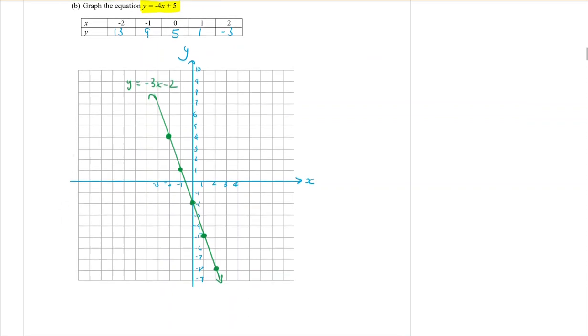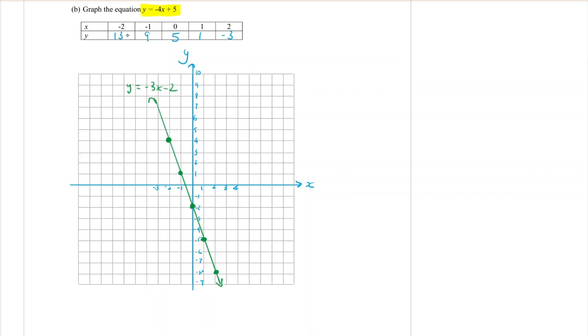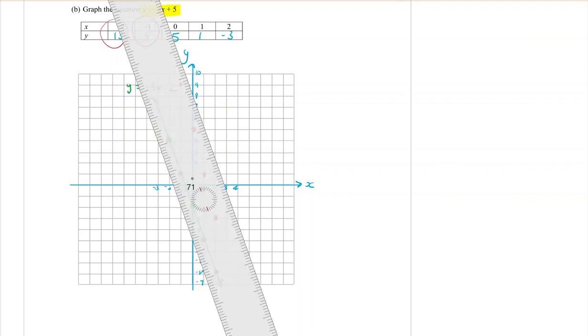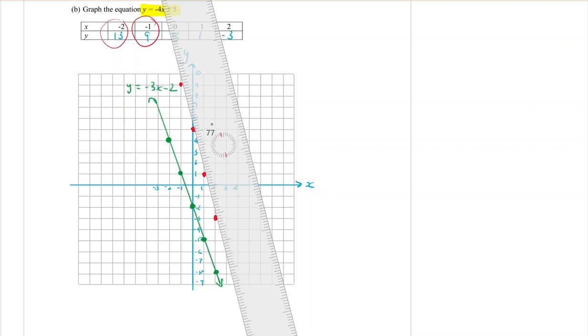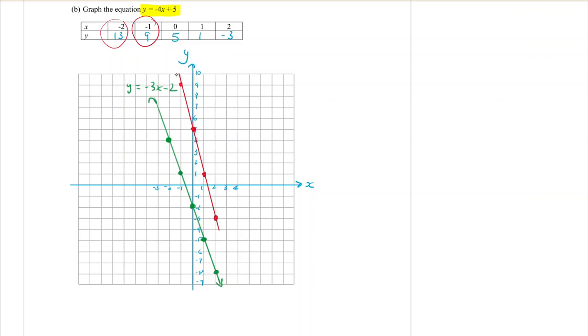Now let's do the other one. It starts at minus 2, 13. Minus 2, 13 is too high. I can't fit that on there, so I'll go to the next one. Minus 1, 9. 0, 5, 1, 1, and 2, minus 3. Again, should all line up beautifully. Please always use a ruler to draw your lines. So that one was y equals minus 4x plus 5.